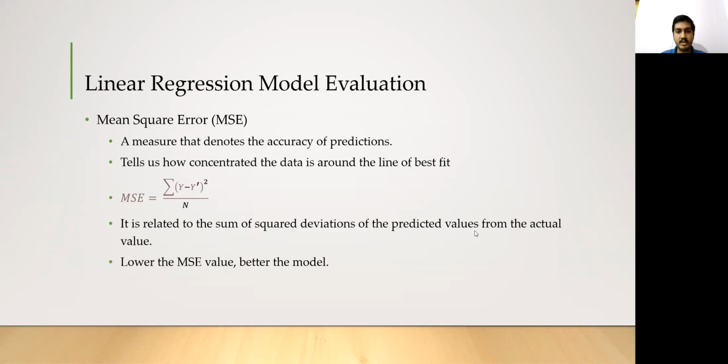Mean square error is another measure that denotes the accuracy of predictions. It tells us how concentrated the data is around the line of best fit. Mean square error is calculated by the formula summation y minus y bar the whole square divided by n. This is related to the sum of squared deviations of the predicted values from the actual value. The lower the mean square error value, the better the model.